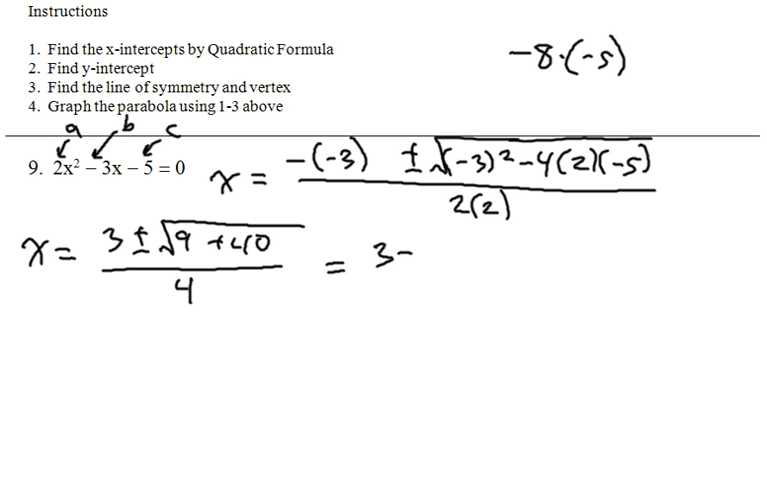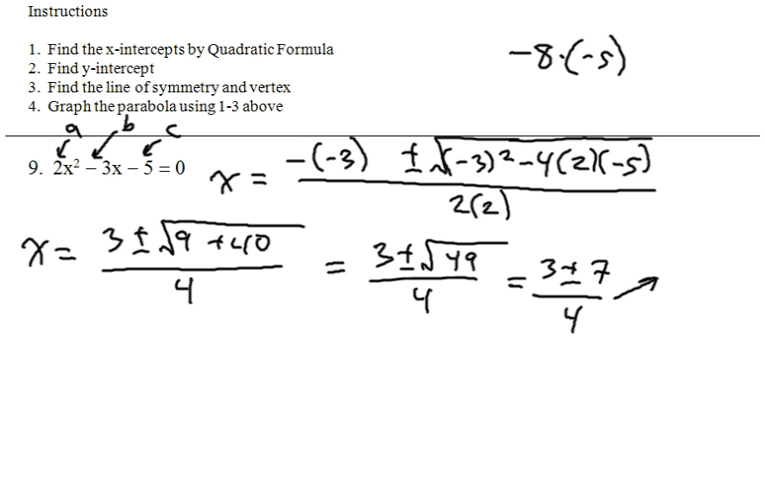So we've got 3 plus or minus square root of 9 plus 40 adds up to 49, all over 4. 49 simplifies down to 7. So we've got 3 plus or minus 7 all over 4. This guy branches off into 2 possibilities, one for plus and one for minus. Let me change pen colors, plus, minus. If it's plus, we have 3 plus 7, then all divided by 4. If it's minus, we have 3 minus 7 all over 4.